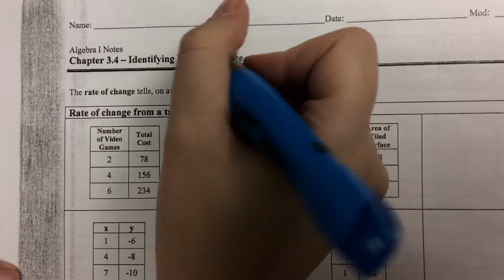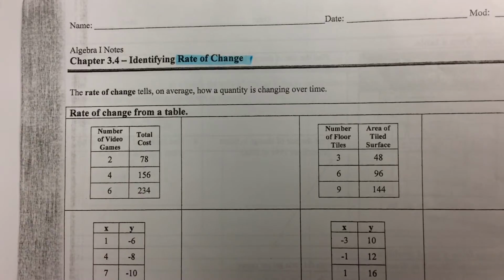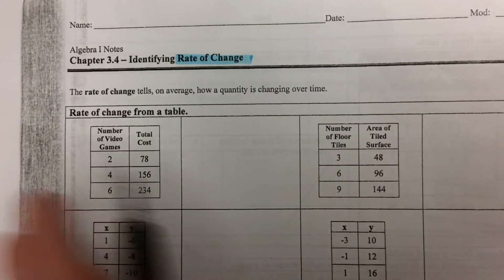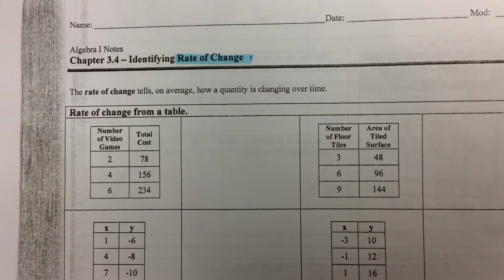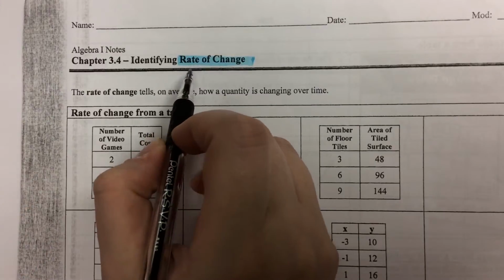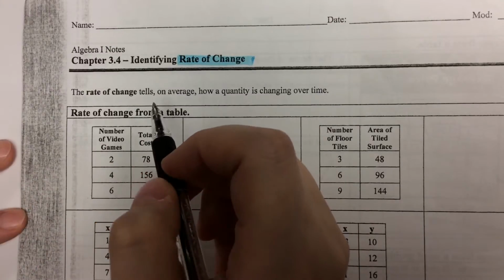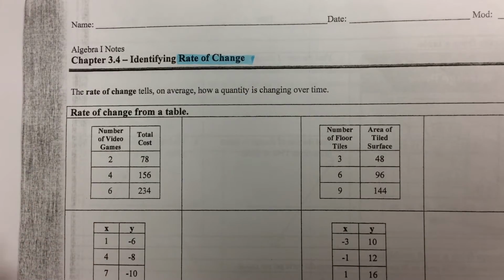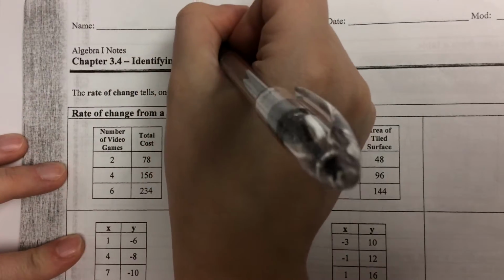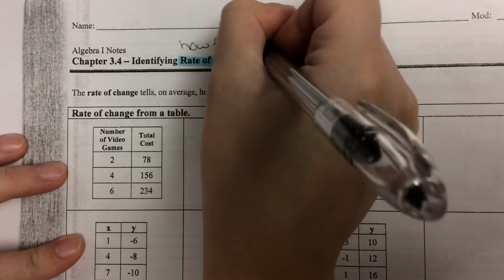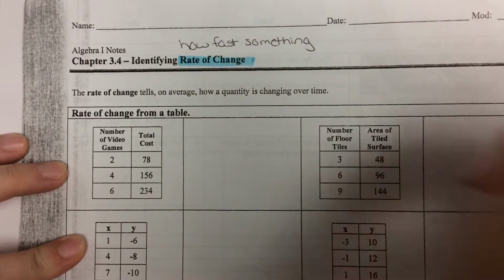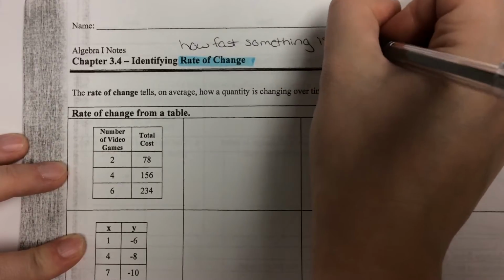So first of all, what is rate of change? We know that the word change means, well, change, to go from one thing to another. So something different is happening. And the rate means how fast that change is occurring. So we're going to define rate of change as how fast something is changing.